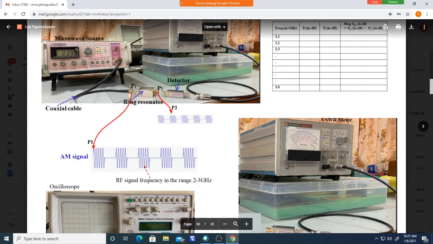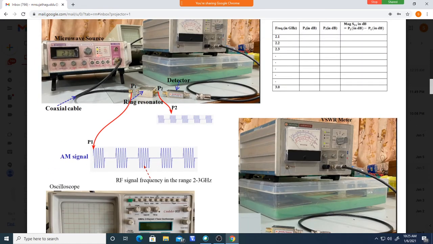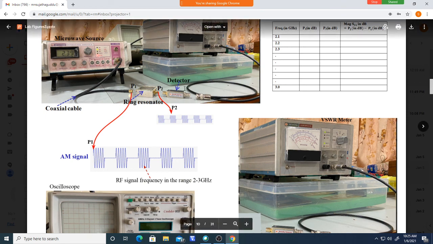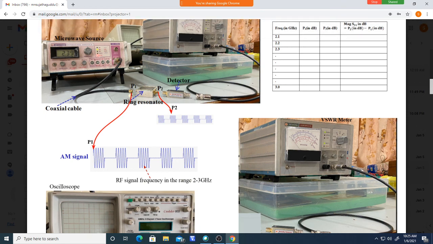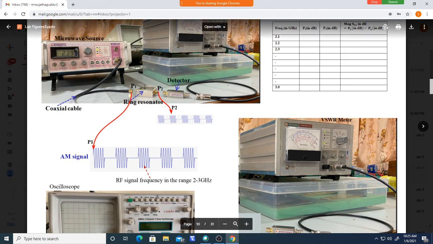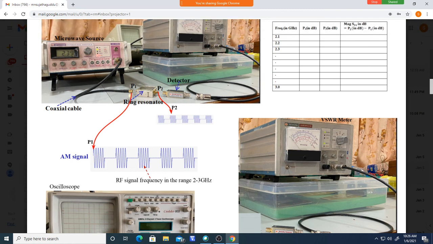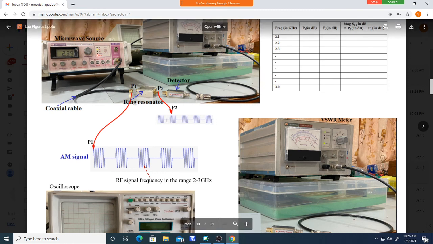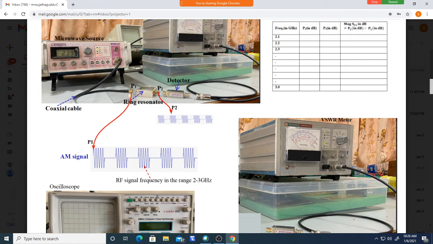Now the detector first measures P1, and then remove this connection. This output you connect to the ring resonator input. You are connecting like this, and the signal will pass through this device. The output again is a square wave, sorry, the output again is this carrier AM modulated signal from here.